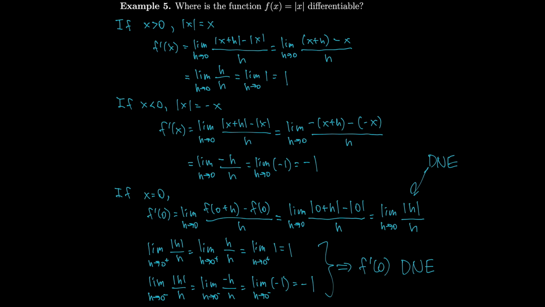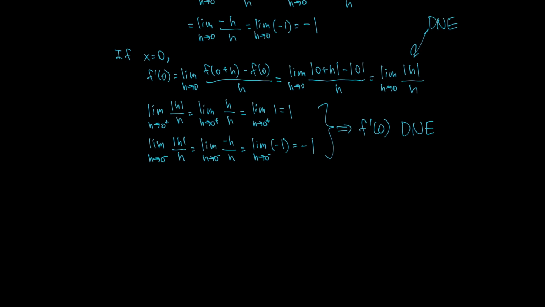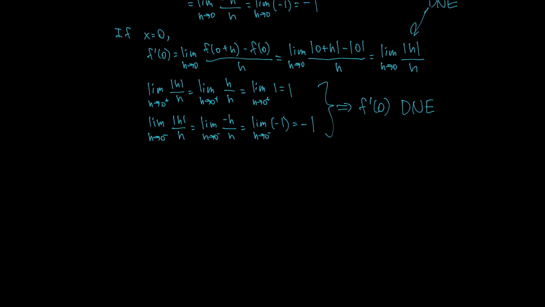So it looks like we only have f prime of x defined for positive values and for negative values, but not for 0. So f prime of x is a piecewise function. It's 1 if x is greater than 0. It's minus 1 if x is less than 0. And it does not exist at all at 0. We can see this by looking at the graphs.